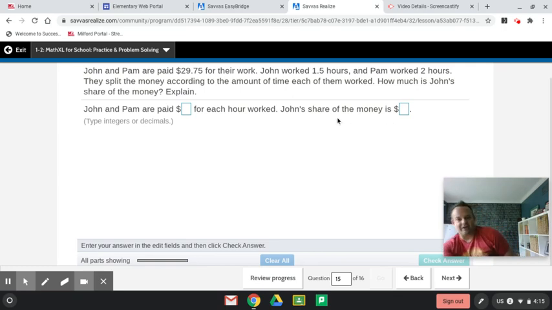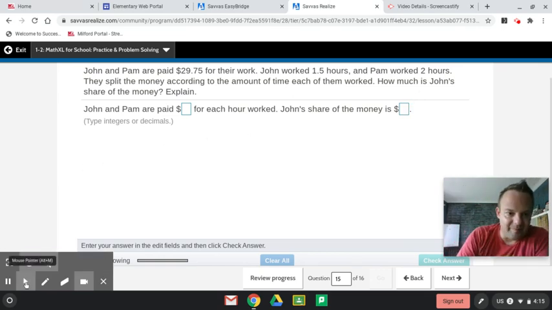Okay, so here's the thing. This is the total amount of money that they made for all their hours. So, guys, let's see how many hours. Jim worked 1.5 hours and Pam worked 2 hours. 1.5 plus 2 is 3.5. So now we have to find the unit rate price of what they made per hour. So here we go.